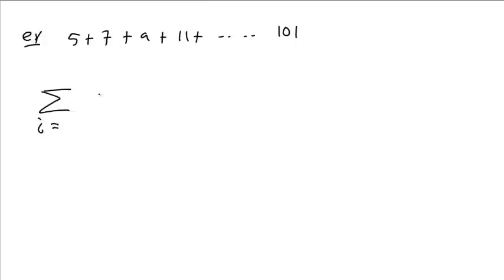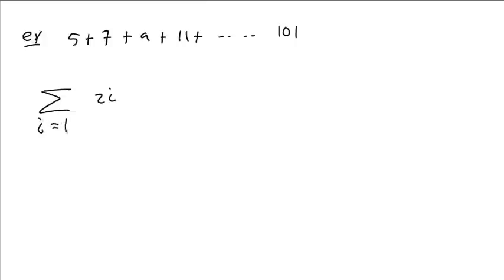Let's say you have 5 plus 7 plus 9 plus 11 plus, you want all these odd numbers from 5 up to 101. Well, what do you do? Oh, geesh, what do you do? Well, let's see. If they're going up by 2 each time, then whatever our i is, we're going to be doubling our i.